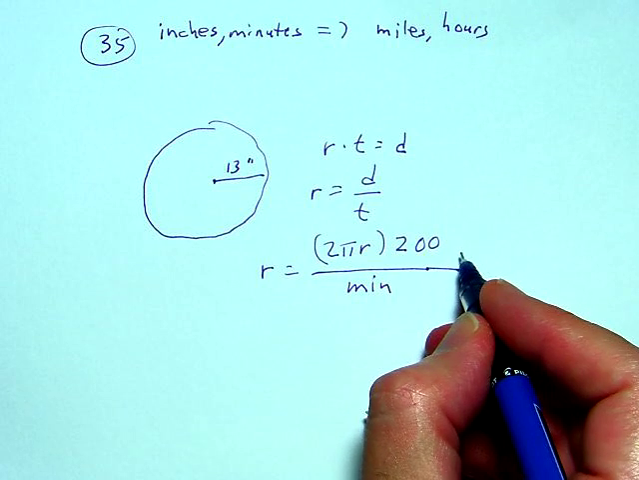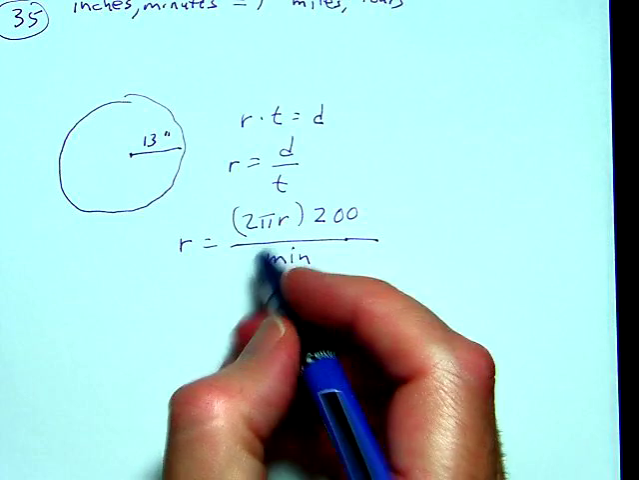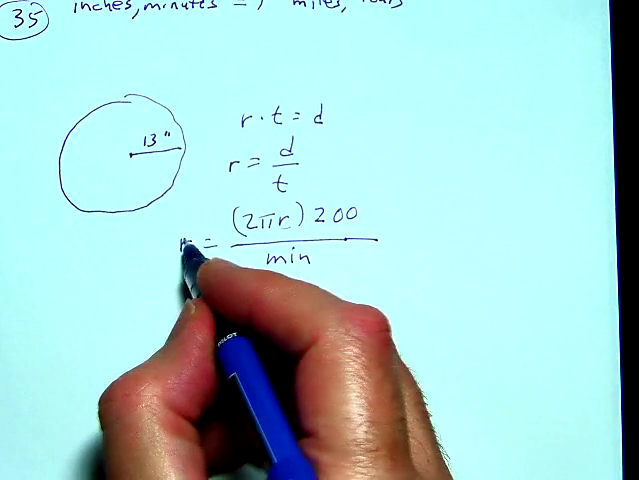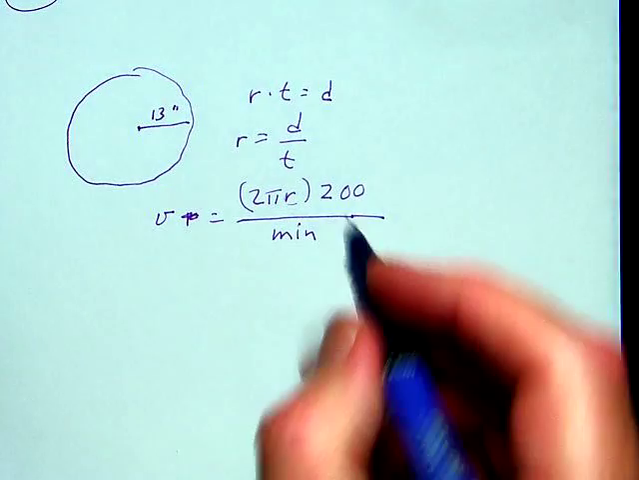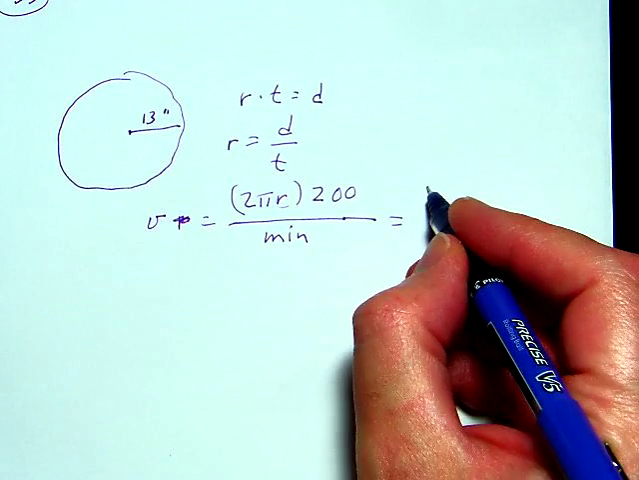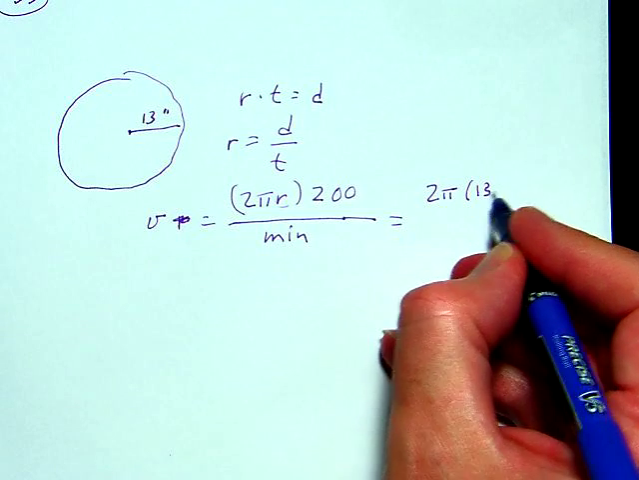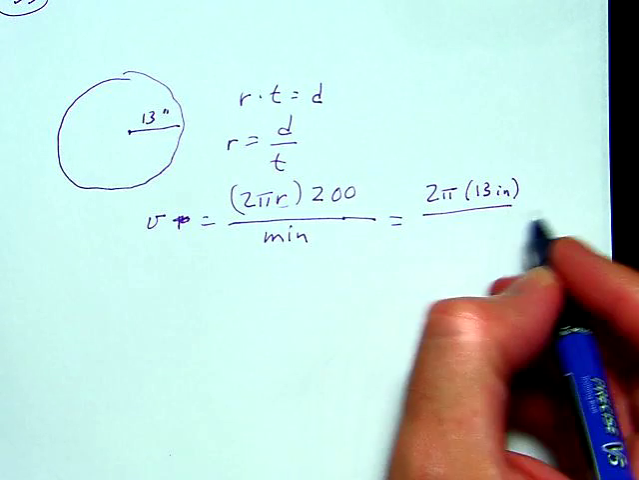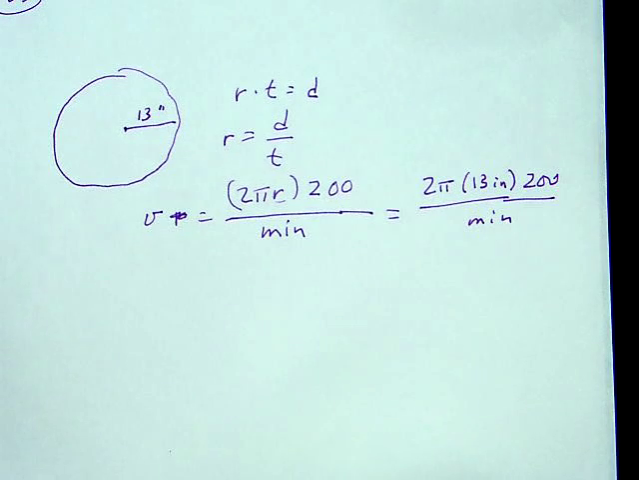And let's plug in. r here is radius. I probably should use v for velocity since I've already got an r going. So let's go ahead and plug in 2 pi times radius, which is 13 inches, times 200 per minute. So that is our angular velocity.